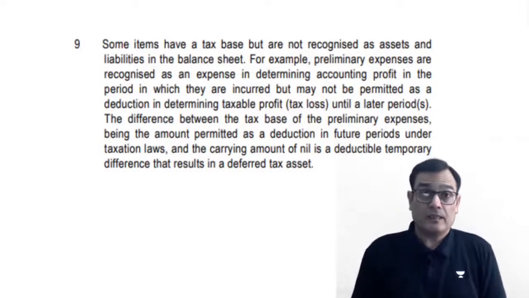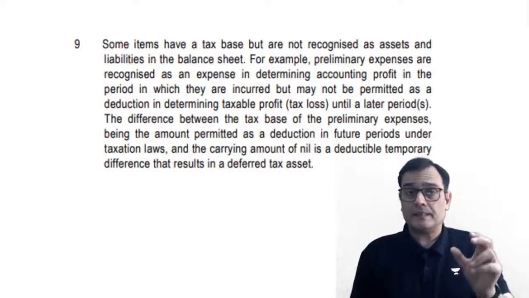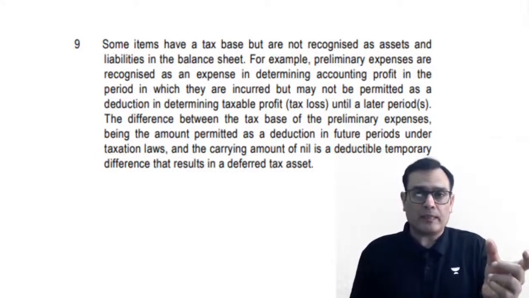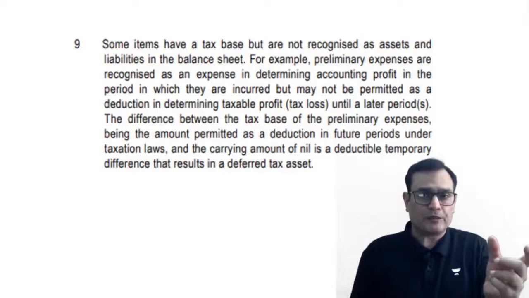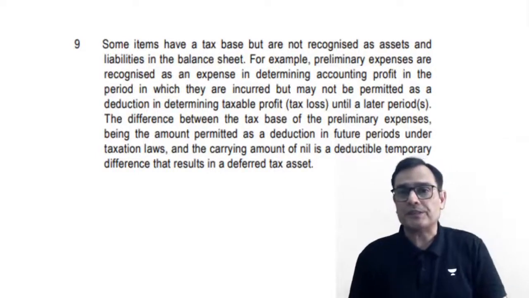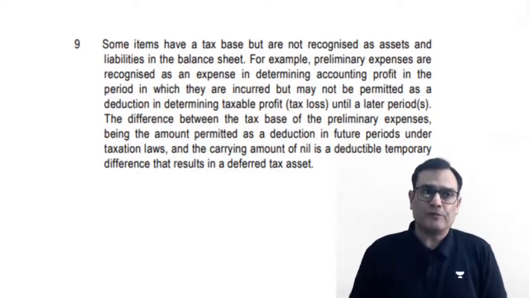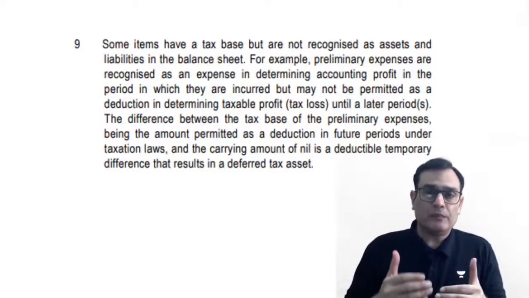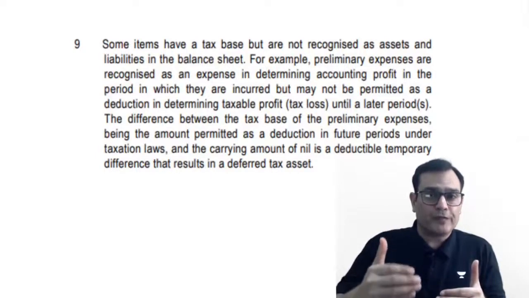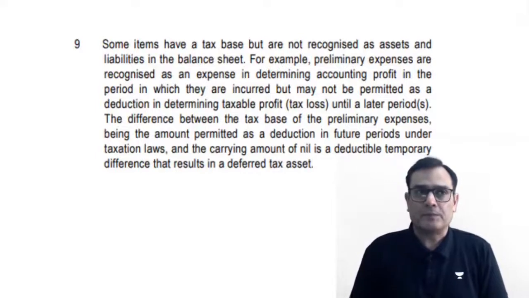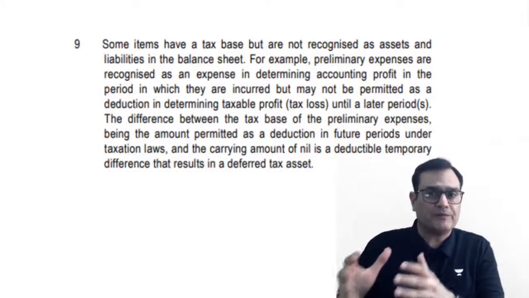That means if there are any preliminary expenses, let's say a company incurs 1 lakh rupees of preliminary expense, the entire 1 lakh rupees is taken to the profit and loss in the same year in which it is incurred. But if you look at things from the income tax point of view, I guess section 35D would allow you a 1/5 deduction every year as you incur the expenditure.